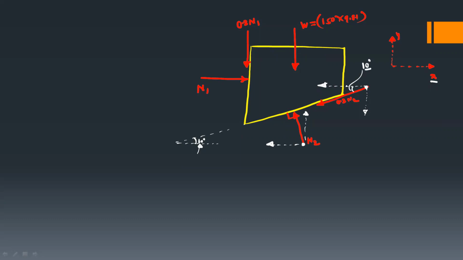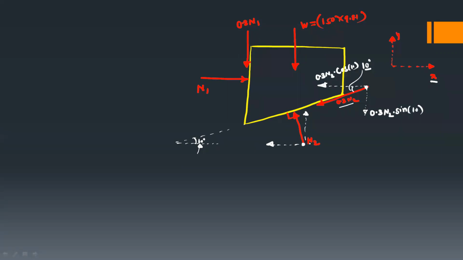This component will become the adjacent component. The net force is 0.3 N2, so this component will be 0.3 N2 cos 10 degrees. The y component is the opposite component, so its magnitude will be 0.3 N2 sin 10. Okay, so this is the resolution for this friction force.